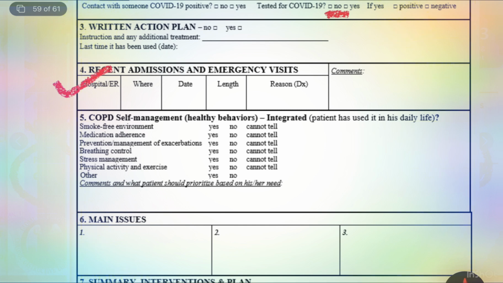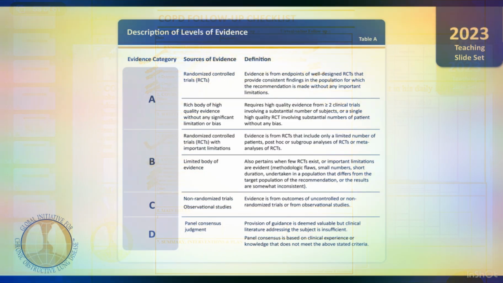And then we should check COPD self management healthy behaviors. So smoking free environment, medication adherence is there or not, prevention and management of exacerbation, breathing control, stress management, physical activity and exercise, and other features. Then we should check what is the main issue, the summary and intervention plans.